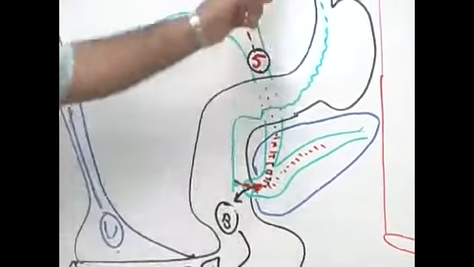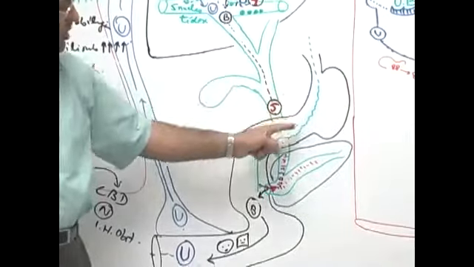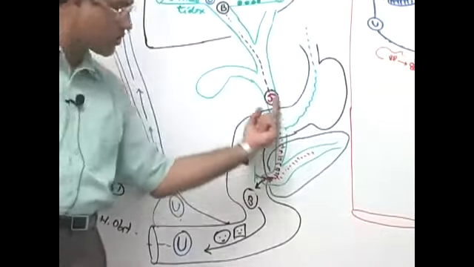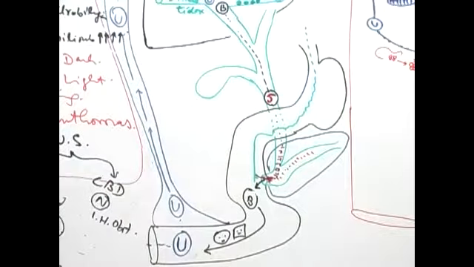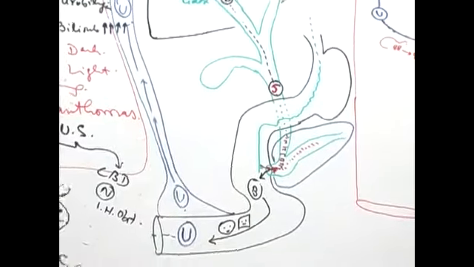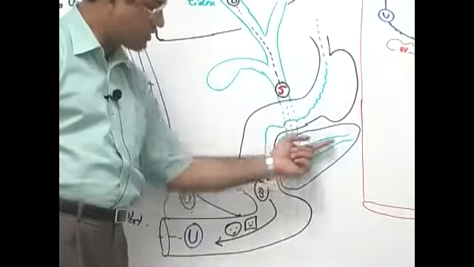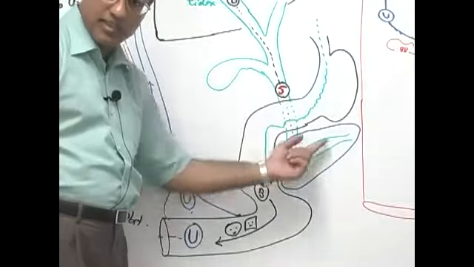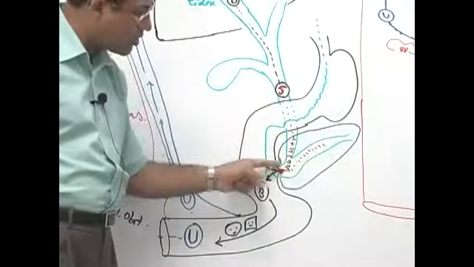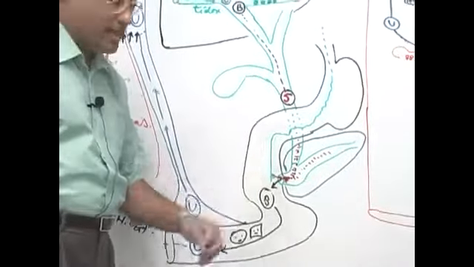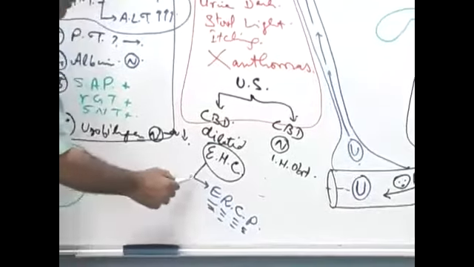Is that right? We call it ERCP, endoscopic retrograde cholangiopancreatography. Endoscopic, then retrograde. It's going in retrograde fashion, pushing the dye in retrograde fashion. Is that right?